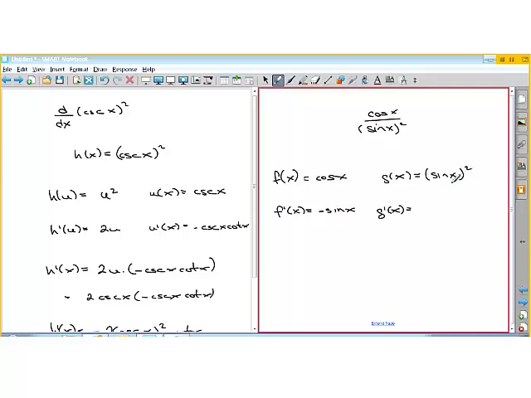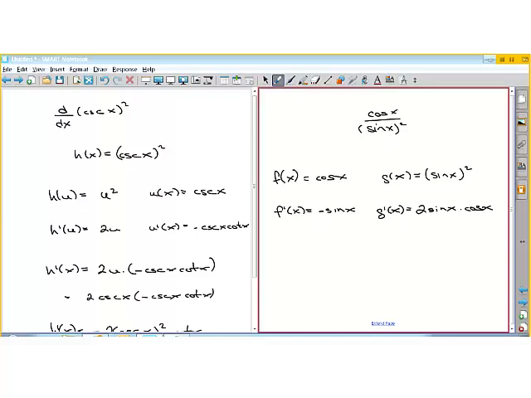So that's the first part, 2 times u. And then you multiply by the derivative of what's in the parentheses. And the derivative of the sine is the cosine. So you could do this on a separate page, but that's what you get. Okay, so then use the quotient rule. So let's call this h of x.